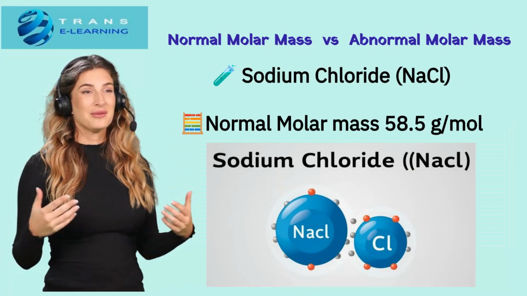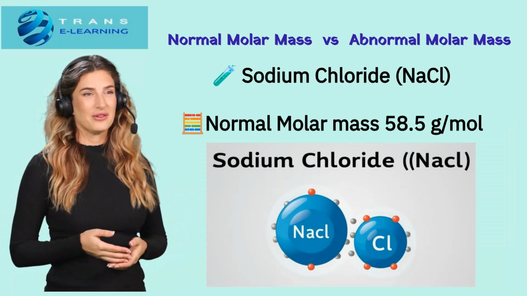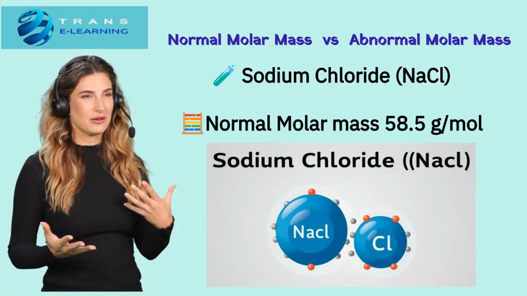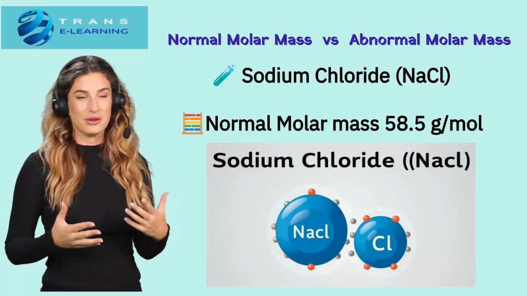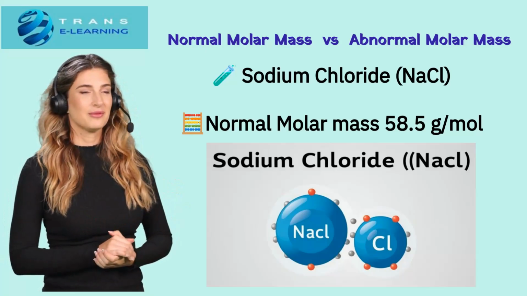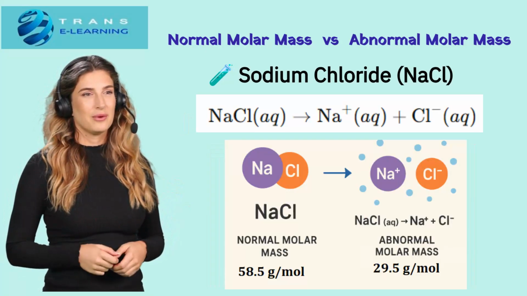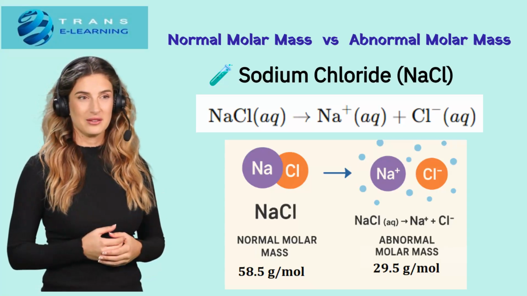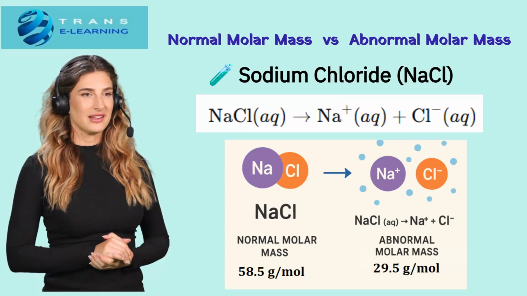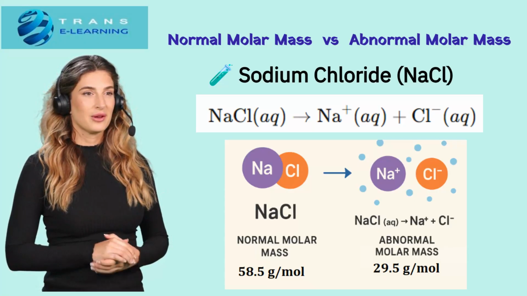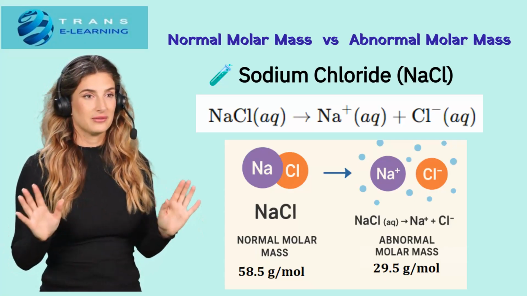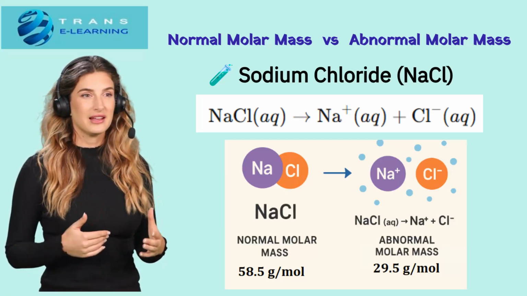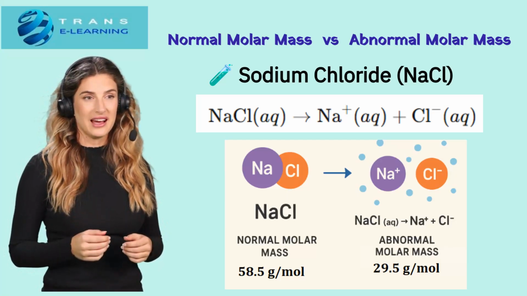Let's understand by taking an example of dissociation of sodium chloride in water. The normal molar mass of sodium chloride, as per its formula, is 58.5 gram per mole. But when it gets dissociated in water, it forms sodium and chloride ions. So the number of particles increases. Thus, its molar mass now becomes far less than 58.5 grams per mole. It comes to 29.5 gram per mole, nearly half.